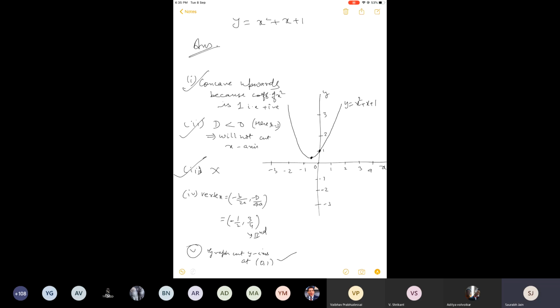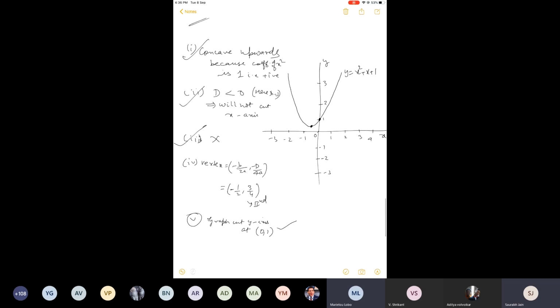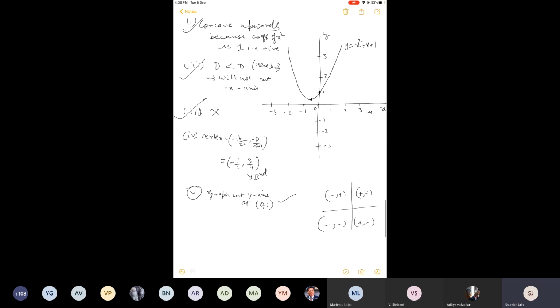Just follow these 5 steps and you will be able to draw the graph of any quadratic, a parabola. So how do you find the quadrant? X is negative, y is positive. You should know this thing. It is plus plus, minus plus. Remember? You remember the sign scheme for the coordinates of a point? In coordinate geometry, you might have studied. That is why x is negative, y is positive, second quadrant. Okay.